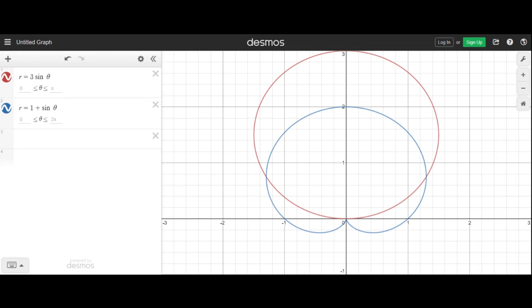According to the left here, the red graph is r equals 3 sine theta. You can see that they have red and blue. The red graph is the circle r equals 3 sine theta, and the blue graph is the cardioid, r equals 1 plus sine theta. What's cardio stand for, by the way? It stands for the heart, and that blue graph looks like a heart. And we want the area of the region that lies inside the red circle but outside the cardioid.